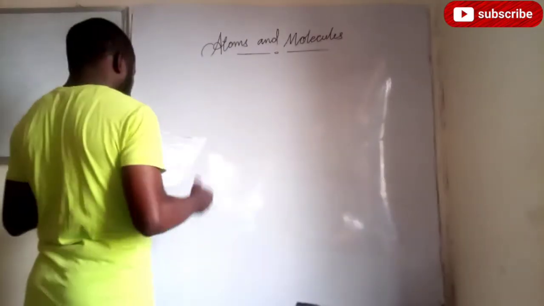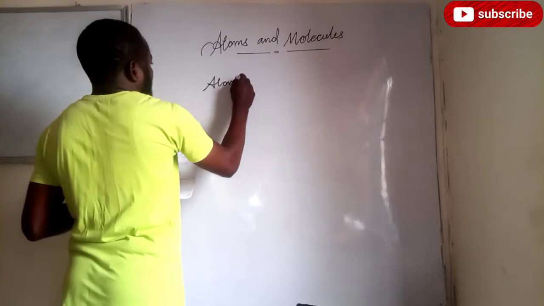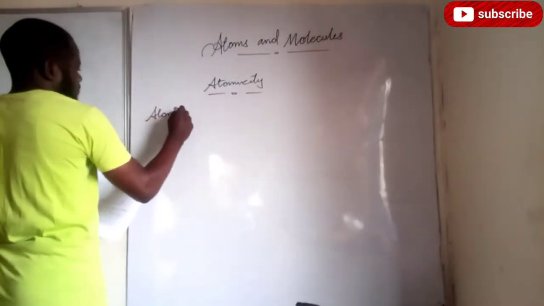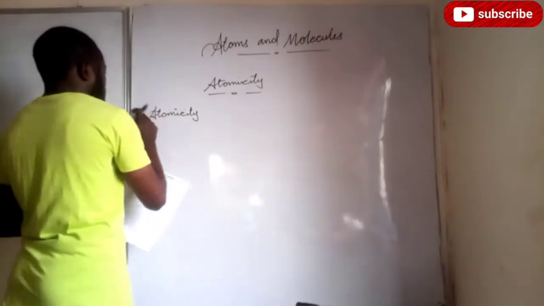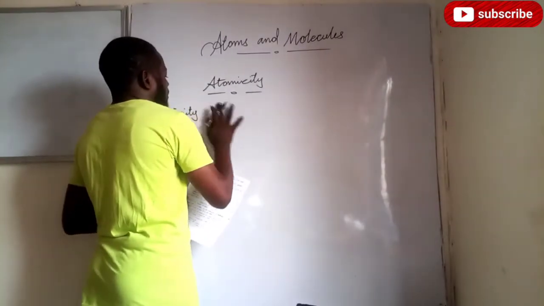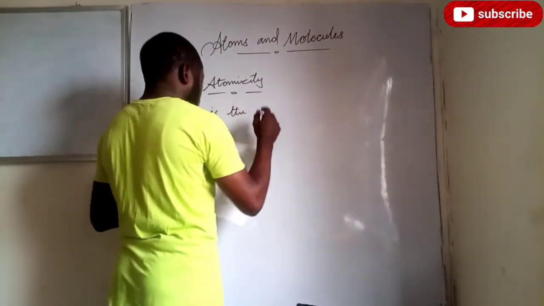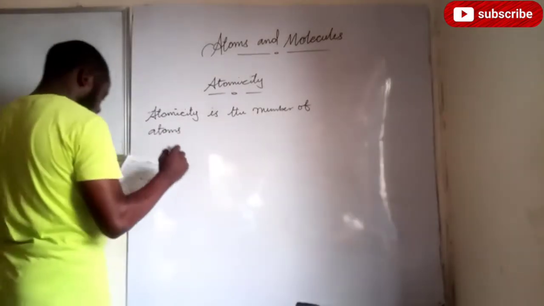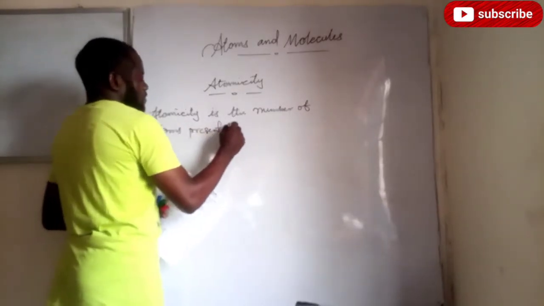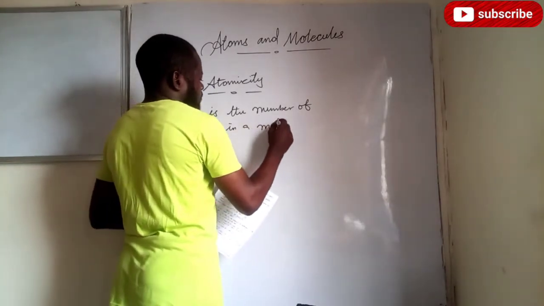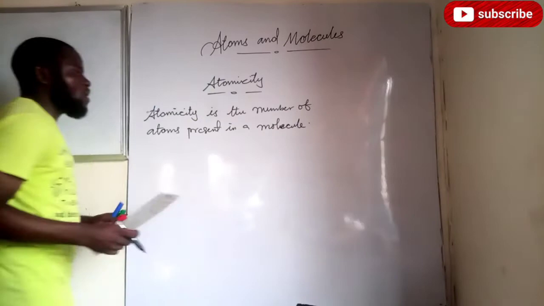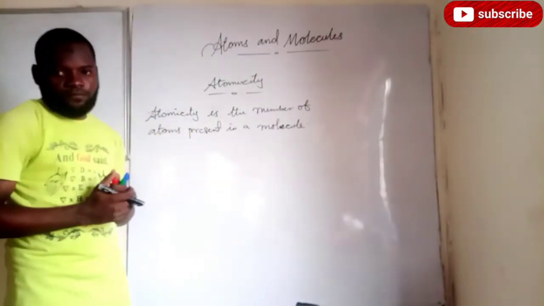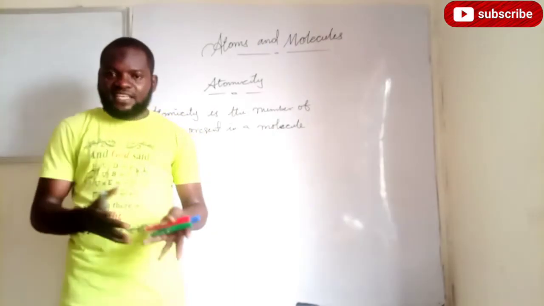When you talk about the atomicity of an element, the atomicity of an element is the number of atoms present in a molecule. So when you talk about atomicity, it is the number of atoms present in a molecule.